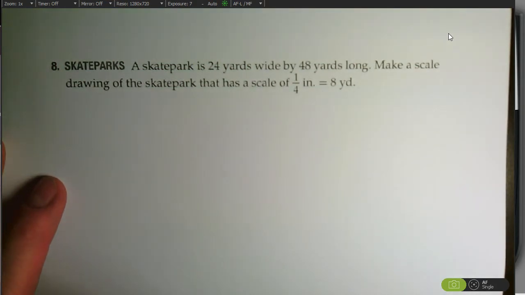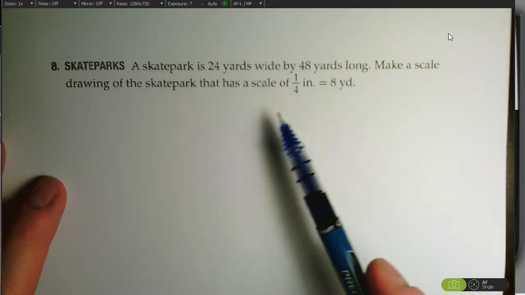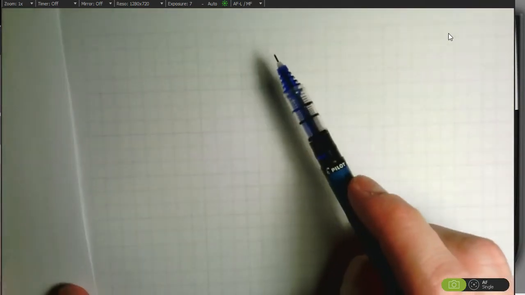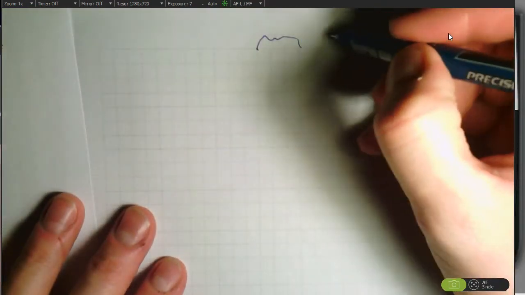So the question is really, if 1/4 inch is 8 yards, how many blocks do I go on the drawing? And what I've got here is some graph paper, which I know isn't standing out the greatest on this. It's just my computer doesn't give that great of a resolution or print off of it. But each of these blocks is 1/4 inch.